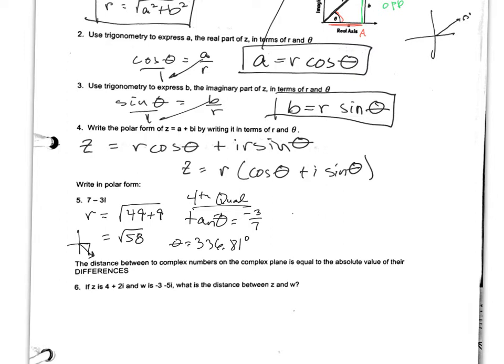So then we just put all this together. This is how easy it is to write a complex number in polar form. You put the r out here, radical 58, and it looks crazy, but it's as simple as writing cosine of 336.81 degrees plus i sine 336.81 degrees. That's it. Like I said, it looks absolutely ridiculous, but that's what it is.